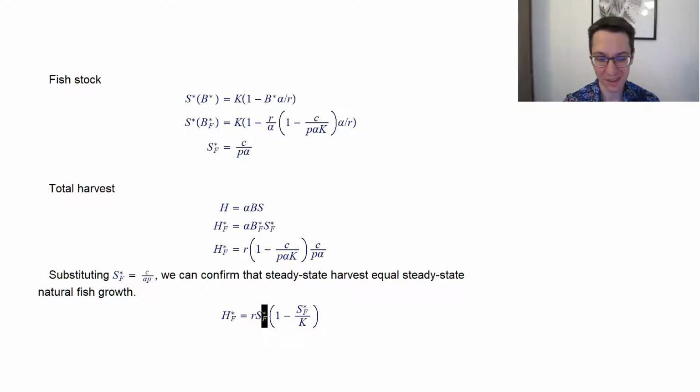Yeah, it should. This is the expression for the natural growth rate of the stock of fish without harvesting, and in steady state, in equilibrium. So this has to be equal to harvest, and this is exactly what we find. So harvest with free entry equals the steady state natural growth of fish with free entry.